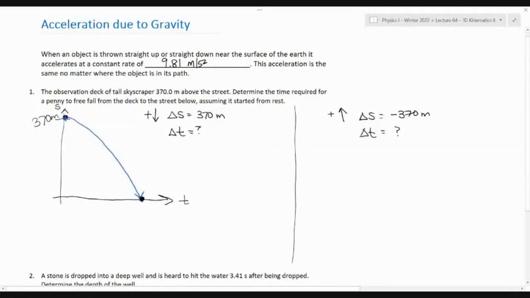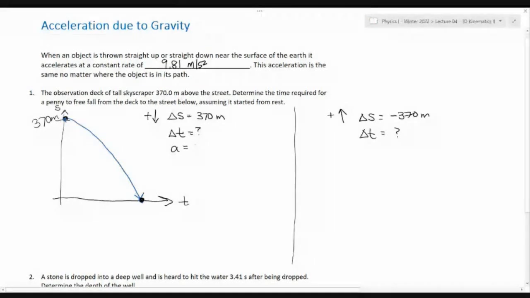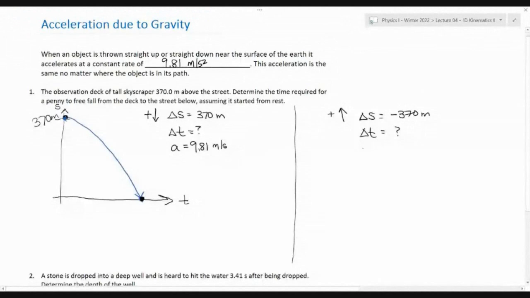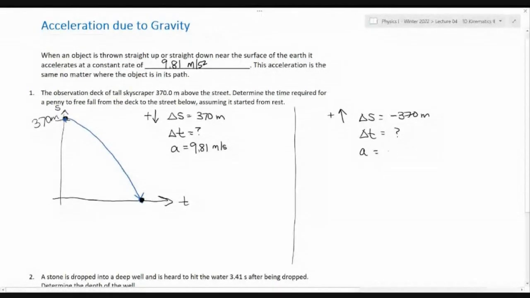We want the penny to free fall from the deck to the street below. Since we're in free fall, what is our acceleration? If down is positive, what would we say our acceleration is? Yeah, 9.81. What if up was positive? What would our acceleration be? Good.